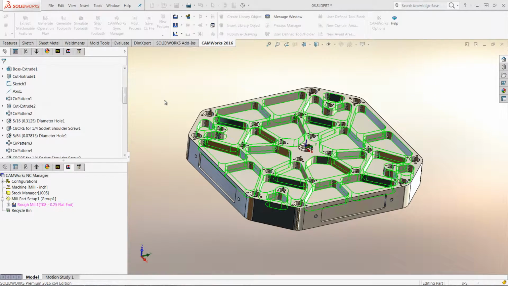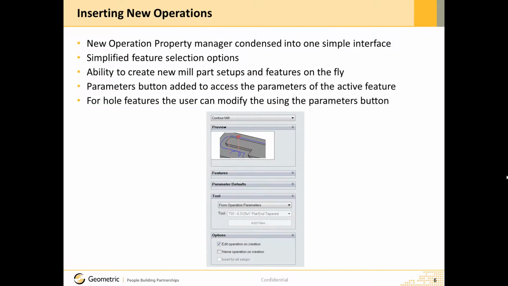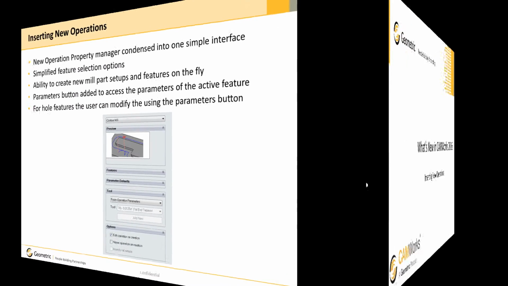Thank you for watching this video on the Insert New Operations Property Manager interface. To review, we have consolidated the Property Manager into one simple interface with the ability to create new features and mill part setups on the fly. Also, the Parameters button allows us to access the feature parameters and the hole feature parameters if the feature is a hole.